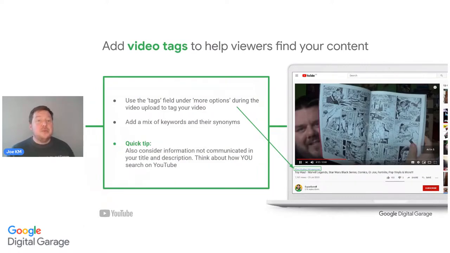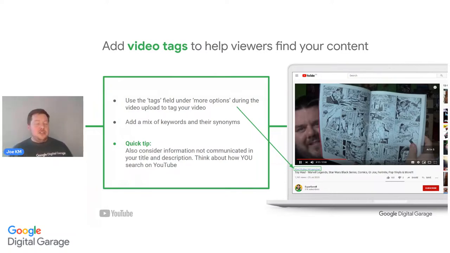Add video tags. So think about the tags that you're going to use. If you're talking about this one, which is Toy Hall, Marvel Legends, Star Wars, Black Series, comics, G.I. Joe, and so on, he's then also started to put hashtag toy, hashtag Marvel. So what is it people are typing in? These are things that you can associate these keywords with, but choose the top line.